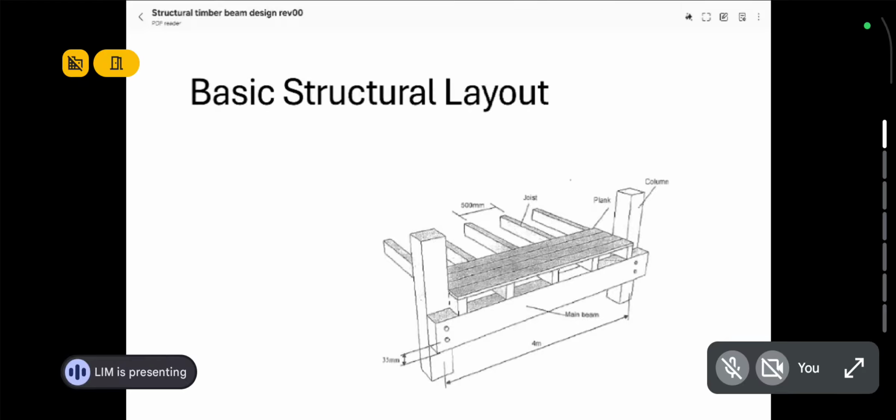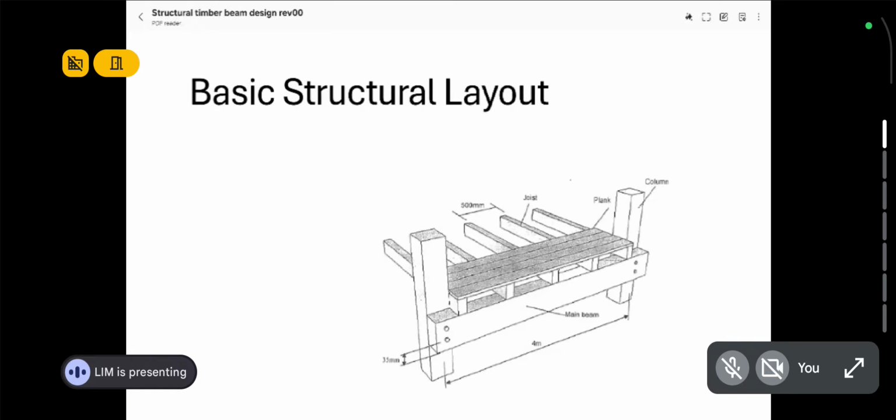With timber, you can actually construct everything from timber, from the floor to the beams to the joists to the column. Everything can be timber. So I've attached a diagram here. You can see you have your floor planks sitting on the joists. Now, what are joists? You can think of joists as small beams, because obviously your wooden planks are quite thin.